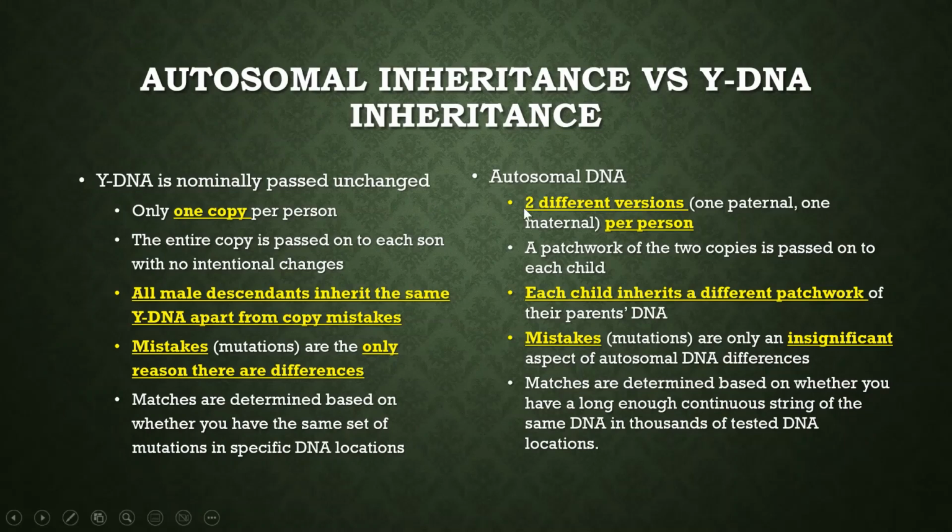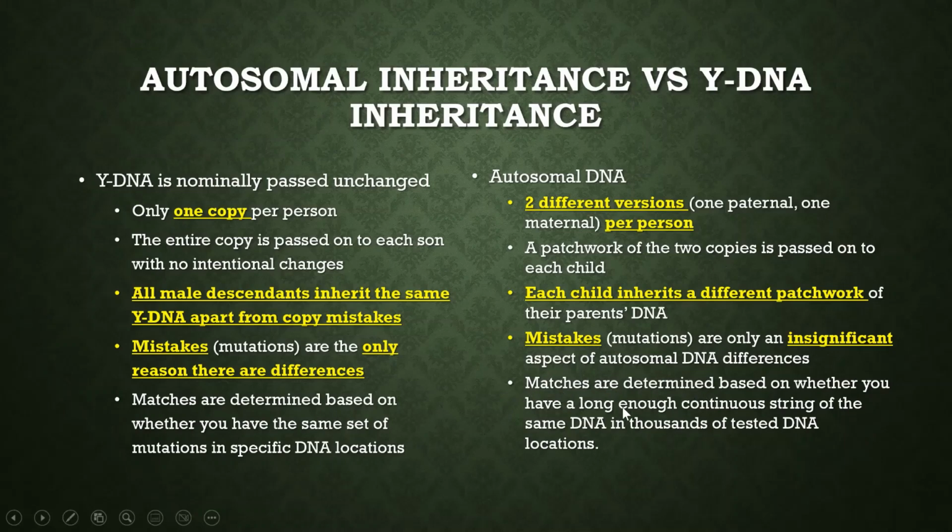Autosomal DNA, on the other hand, every person has 2 different versions of each chromosome. So you've got 1 from your father, 1 from your mother. And then each child inherits a different patchwork of those 2 copies, and so it makes a brand new version for that child. And so the mistakes are actually only an insignificant aspect of autosomal DNA differences. The greater aspect has to do with who inherited what, and the mixing and matching of the 2 different versions that get passed on.